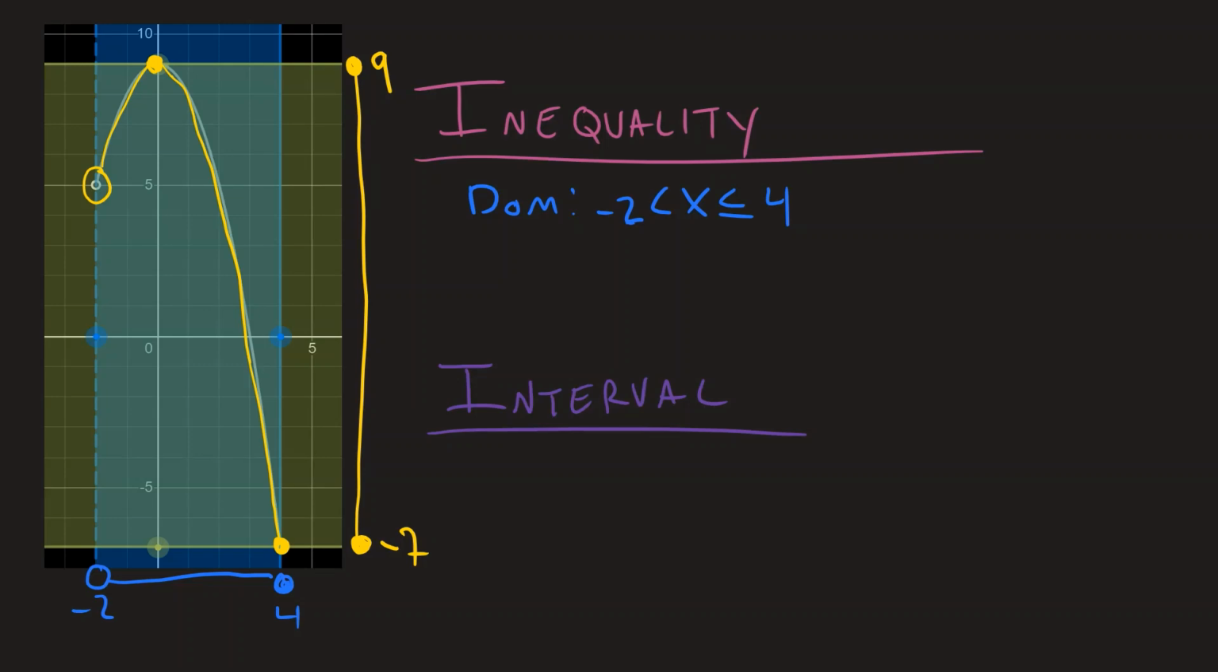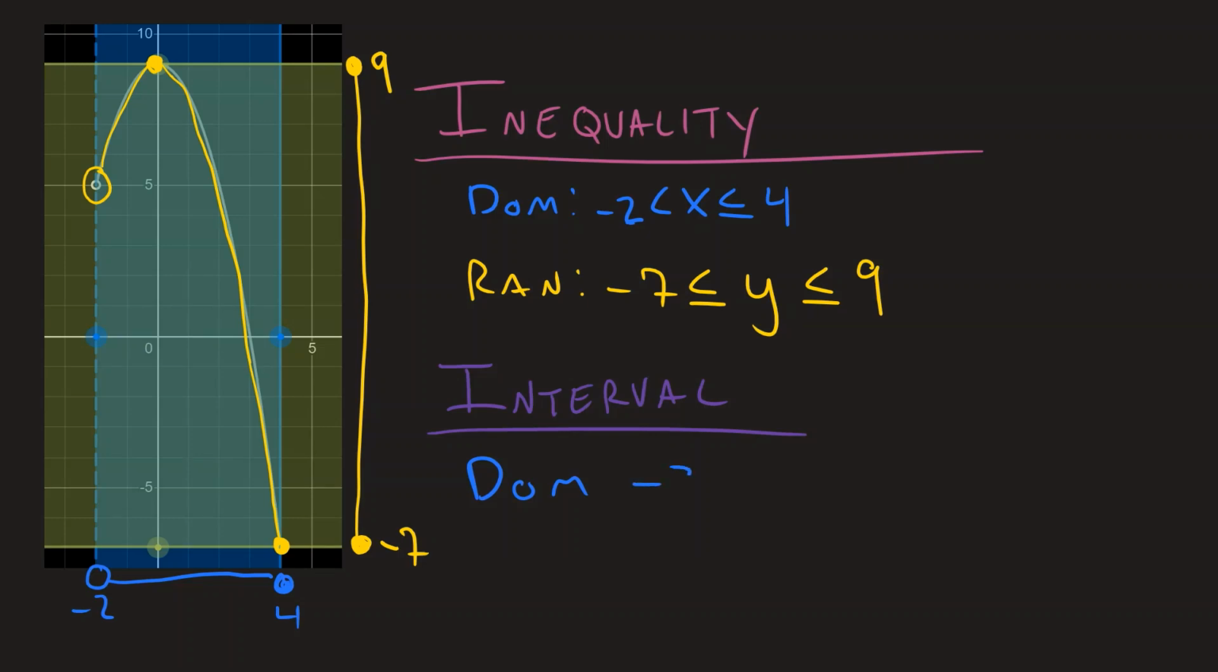Now for our range, let's look at our bottommost point, -7. It is a closed point, so we're going to be using less than or equals. Since we're dealing with the range, we're using y. And again, our topmost point is at +9 on our y-axis. Let's convert these over to interval notation. In interval notation, very much similar.